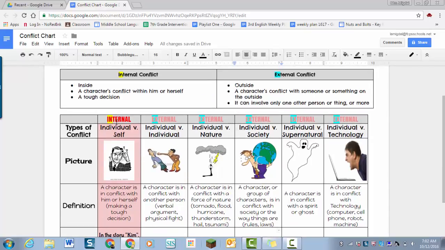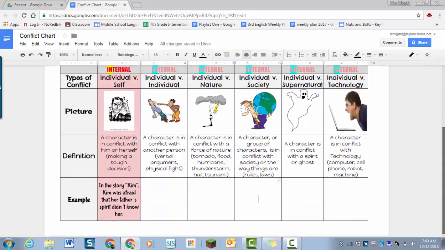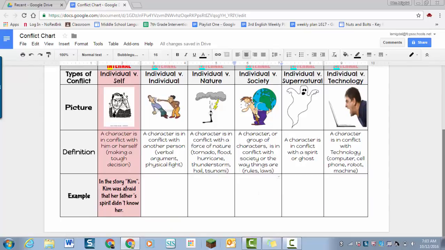I want you to make sure you understand internal versus external, and you need to know the 6 different conflicts and what they are, and I want you to have an example. So now that we've looked this over, I want you to go and do the video practice for conflict. I'm going to show you 6 video clips, and you're going to decide which conflict each one is and give me a reason why. Okay? Good luck with conflict.